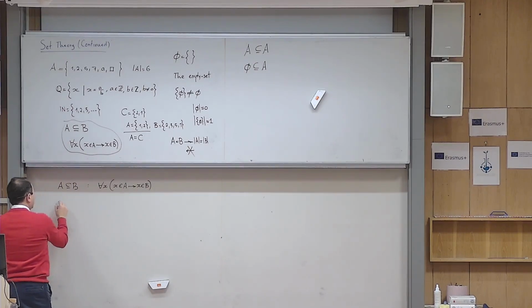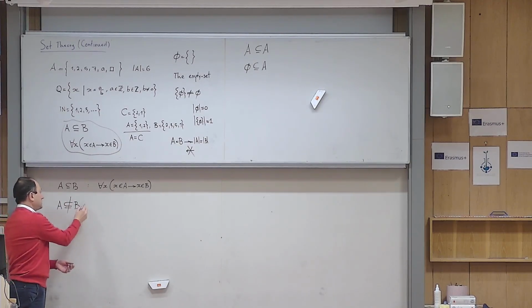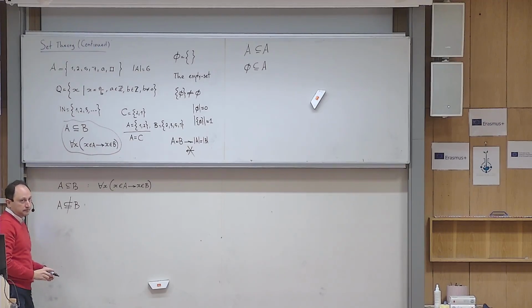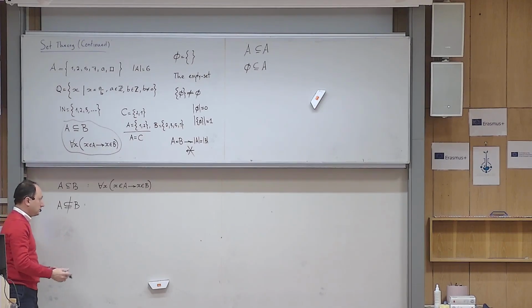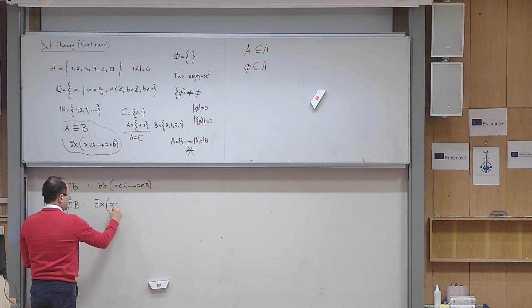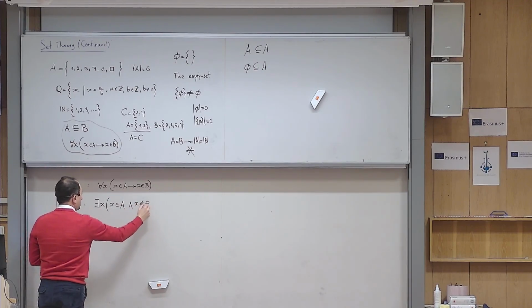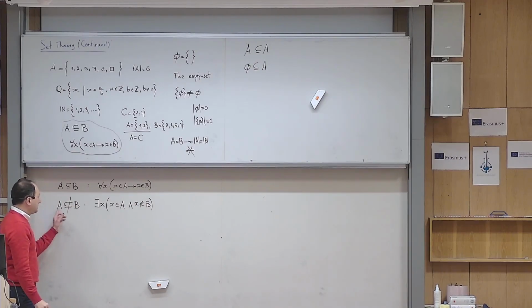Now I ask you to define what we mean by this. When we say A is not a subset of B, what does this mean then? There exists some element in B which does not belong in there. No, in A, which does not belong. Okay. So there exists an element x so that x belongs to A and x does not belong to B. So when I say A is not a subset of B, it means that this statement is true.